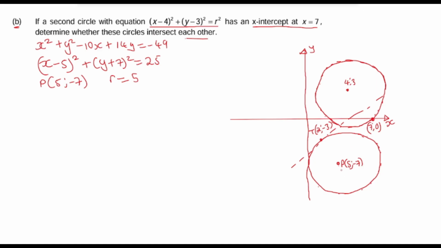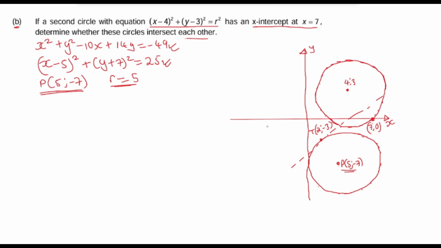Remember, the first circle with center P, we dealt with it in question 7a. We're given the equation of this circle, and then we managed to find the equation of this circle in the general equation way, using completing the square. And then from that, we established that the coordinates of the center will be (5, -7), and then the radius is 5, right? So now it says the second circle with this equation has an x-intercept at x is equal to 7, meaning maybe something like that, isn't it?